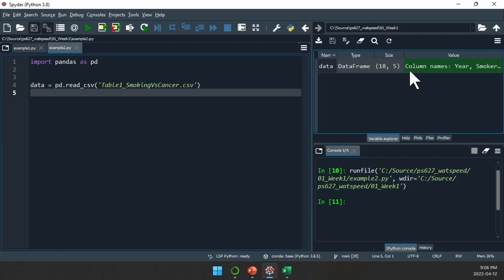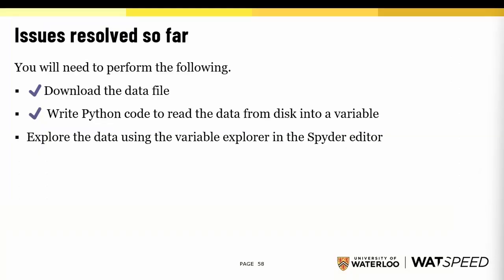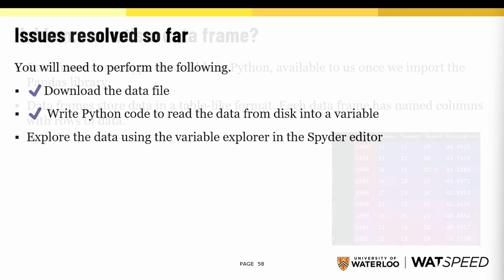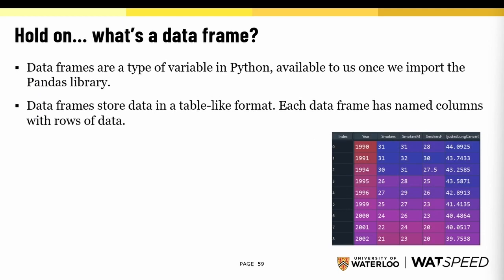Now, let's take a step back, because we need to pat ourselves on the back. We've not only downloaded our data file, we've written Python code to read our data from disk and put it in a variable. Now we're ready to explore that data frame using the Variable Explorer. But how do we do that? Well, first off, what the heck is this data frame thing?